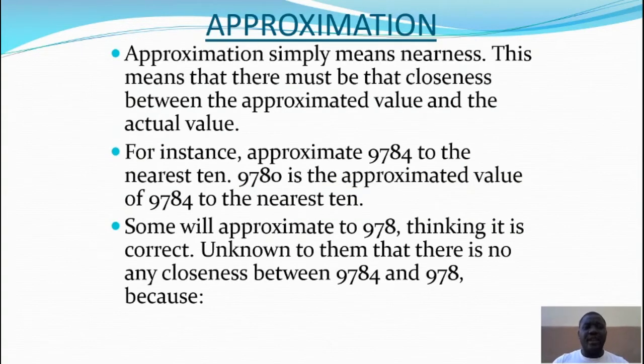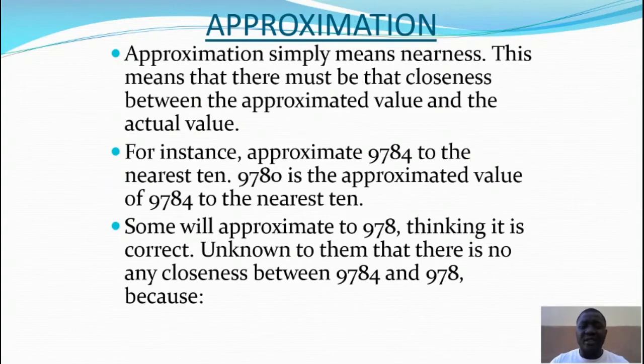So what is approximation? We say approximation simply means nearness. This means that there must be closeness between the approximated value and the actual value. Whenever you are approximating a number, you don't change it totally. You must see that proximity, that nearness, between the two numbers.